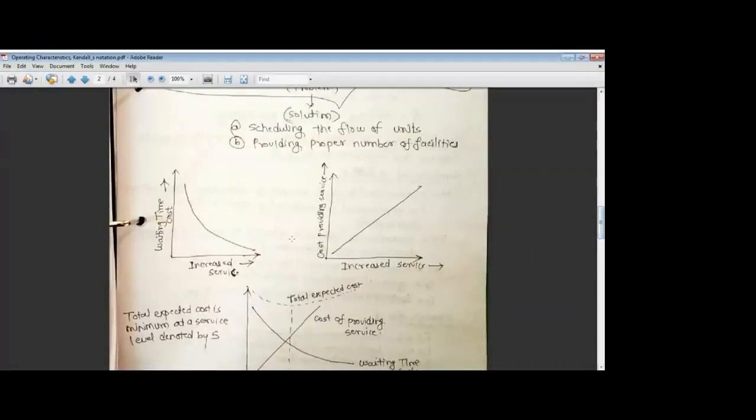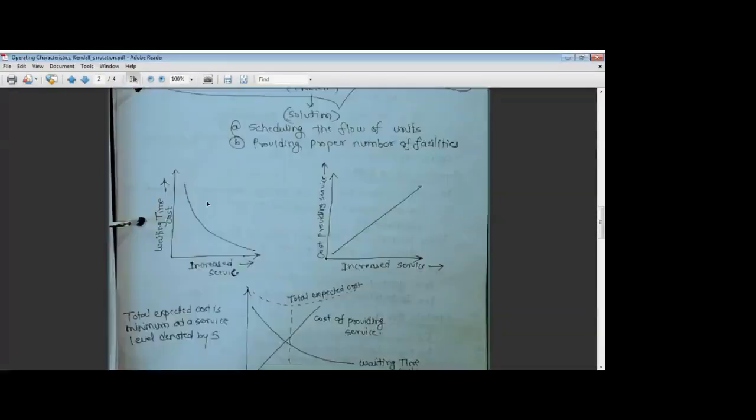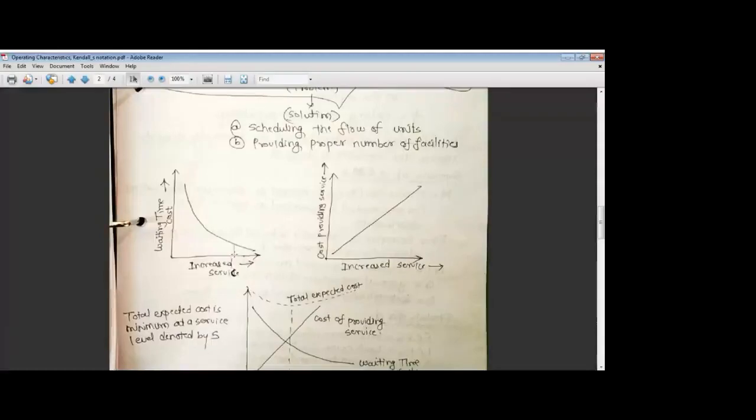Now if we graphically represent the waiting time cost, you will get this particular type of graph. On your x-axis, I put the increased service, and on the y-axis you have the waiting time cost. It is very obvious: if I have less service, if I do not have proper service, the waiting time cost will be more. Similarly, if I increase my service, my waiting time cost will be less. This is how your waiting time cost will vary with increased service.